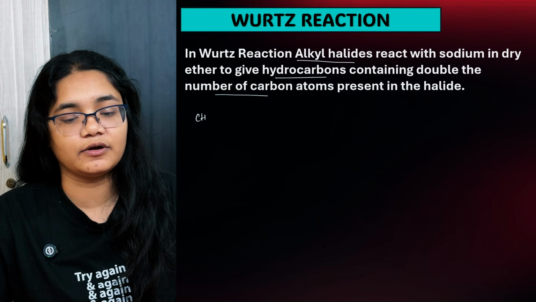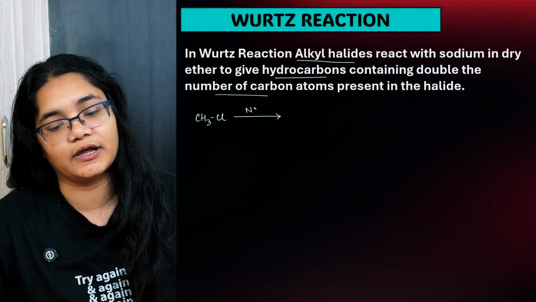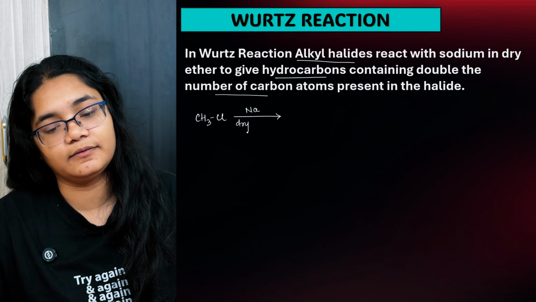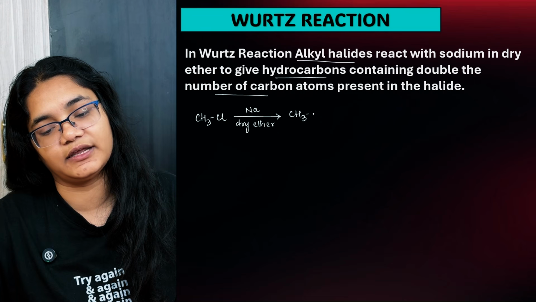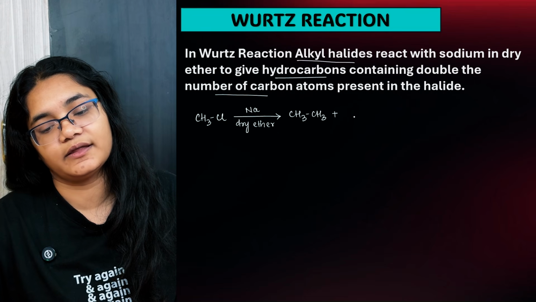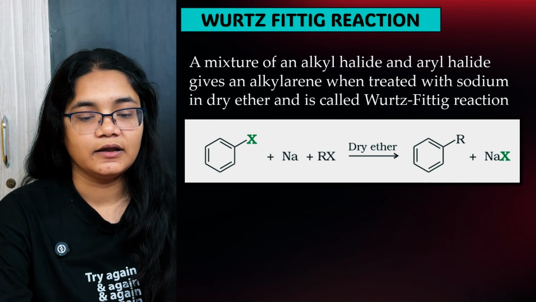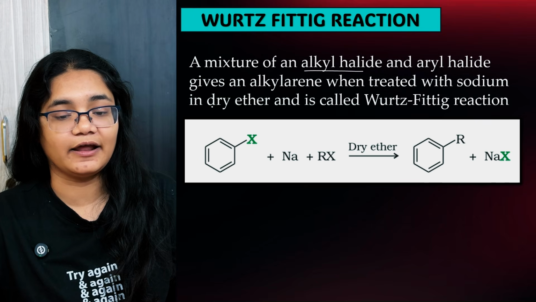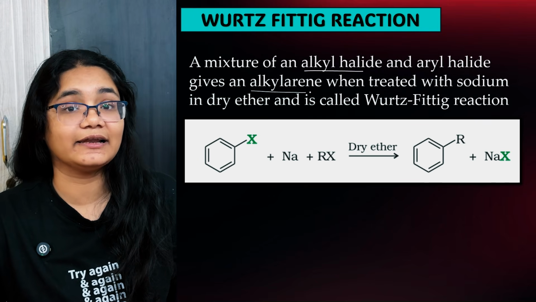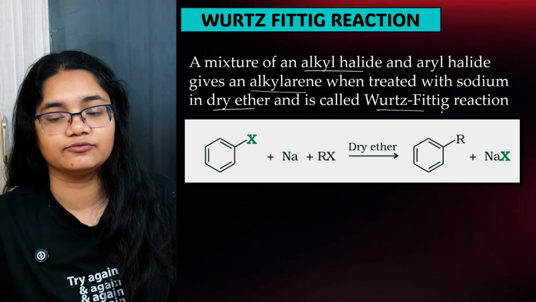So here you can write down a reaction: write CH3Cl, and when you treat it with sodium and dry ether, then you get CH3CH3 plus NaCl. Okay. Next is Wurtz-Fittig reaction. A mixture of alkyl halide and aryl halide gives an alkyl arene when treated with sodium in dry ether, and is called Wurtz-Fittig reaction.